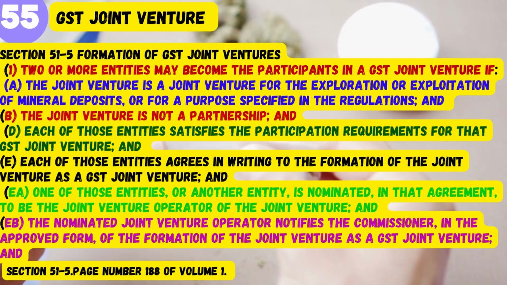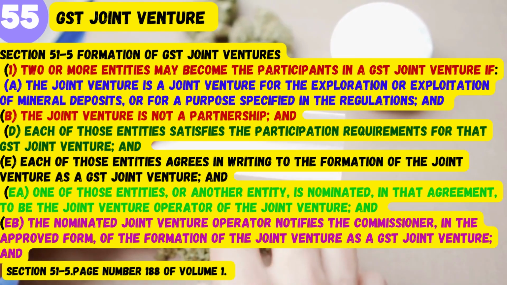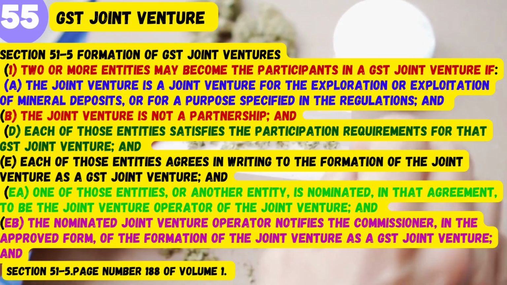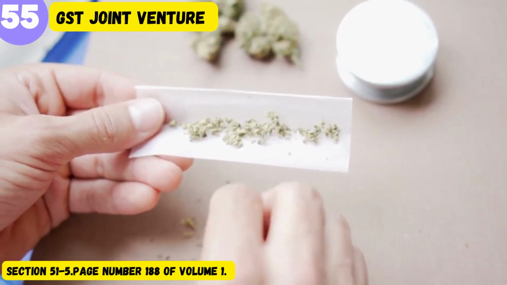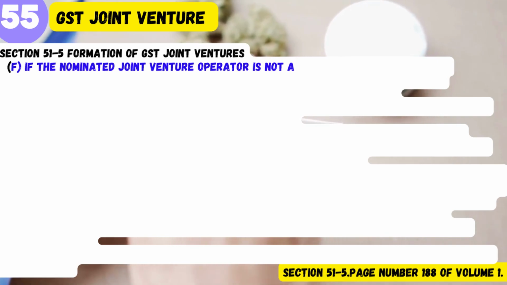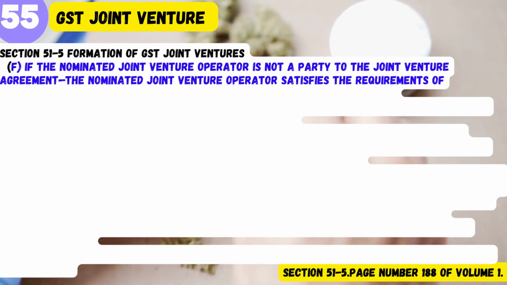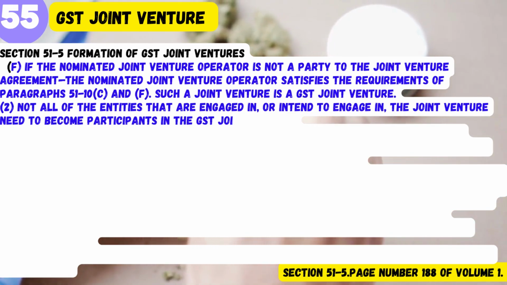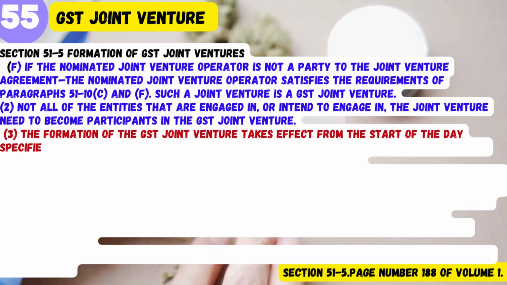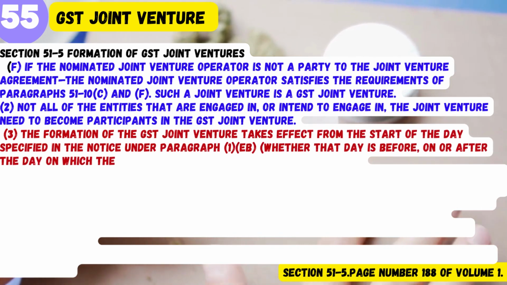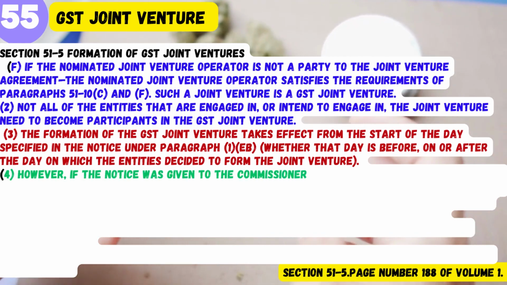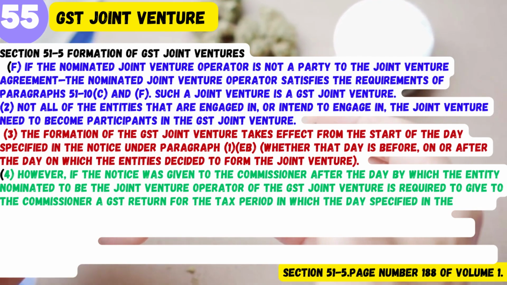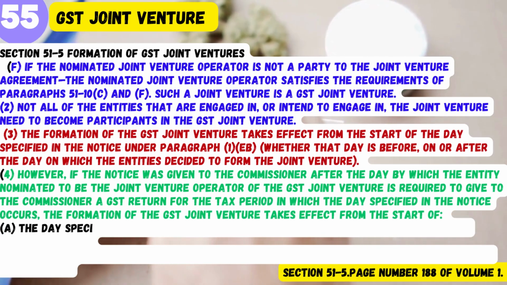The nominated joint venture operator notifies the Commissioner, in the approved form, of the formation of the joint venture as a GST joint venture, and F. If the nominated joint venture operator is not a party to the joint venture agreement, the nominated joint venture operator satisfies the requirements of paragraphs 51-10, C, and F. Such a joint venture is a GST joint venture. 2. Not all of the entities that are engaged in, or intend to engage in, the joint venture need to become participants in the GST joint venture.